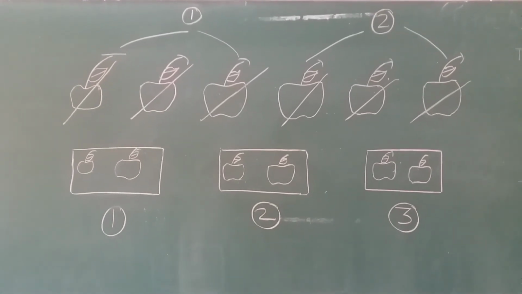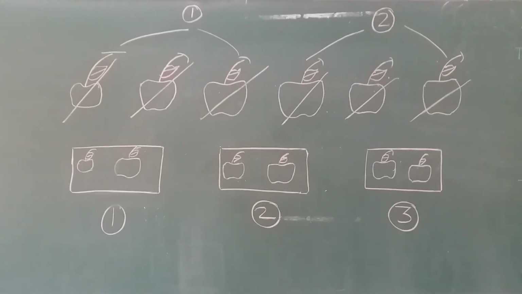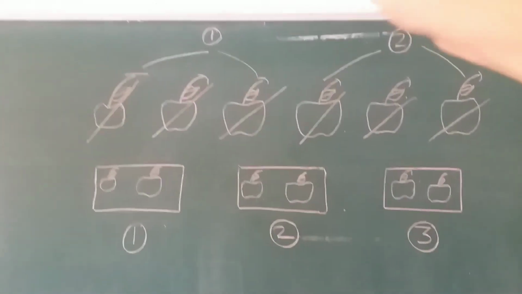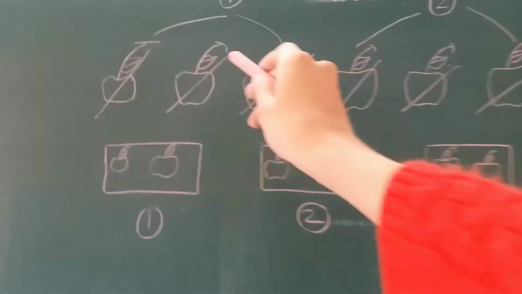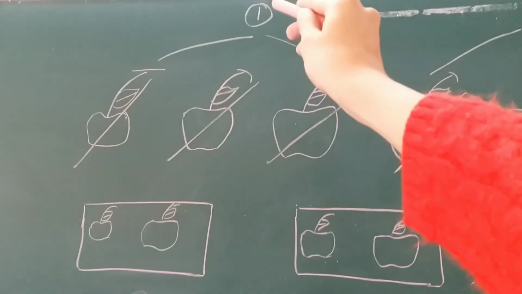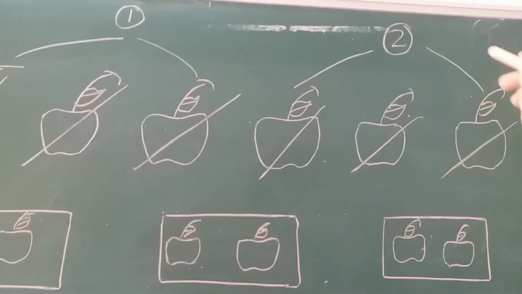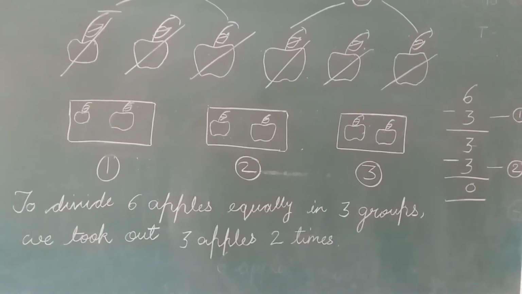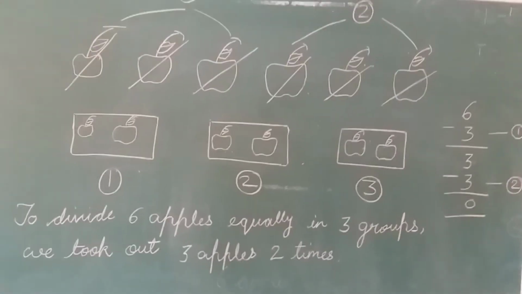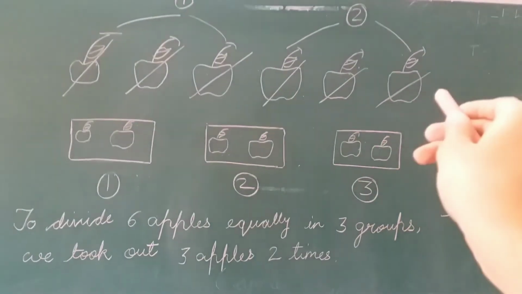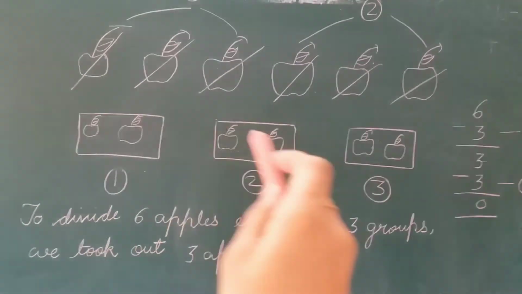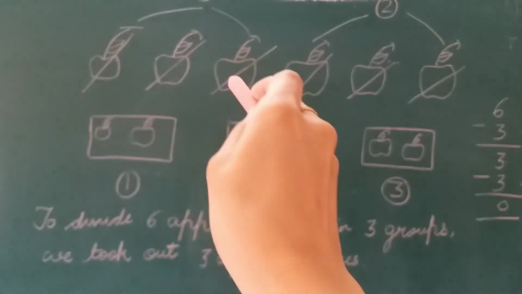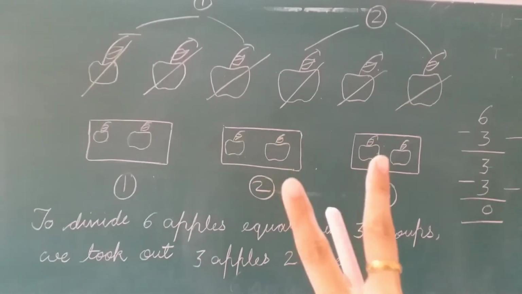And how we did that? We did that by giving 3 apples in the first time. See, 3 apples in the first time and 3 apples in the second time. Okay? So, to divide 6 apples equally in 3 groups, we took out 3 apples 2 times.